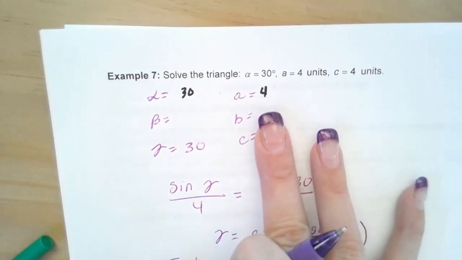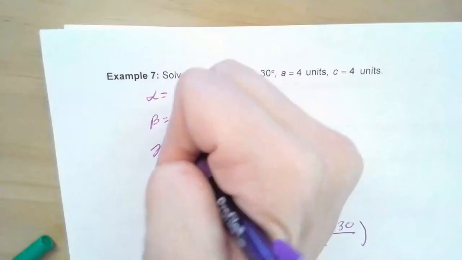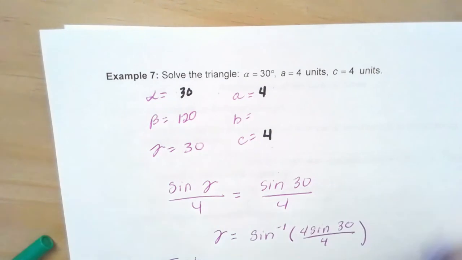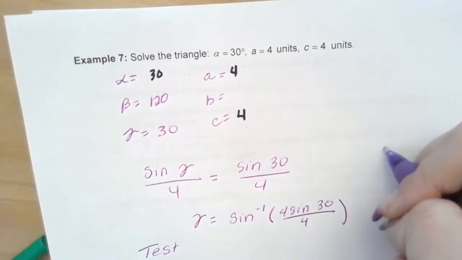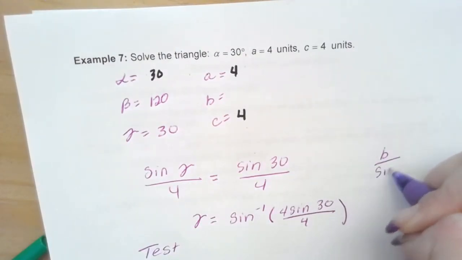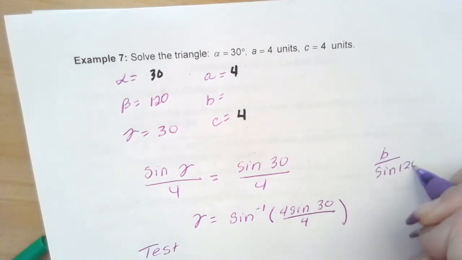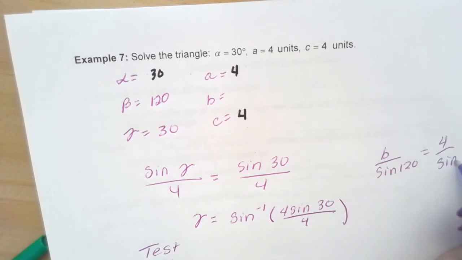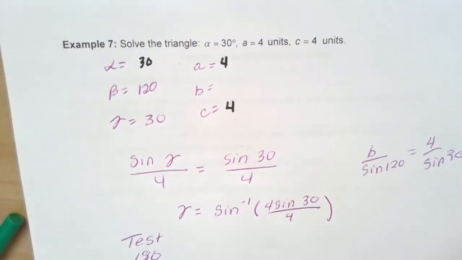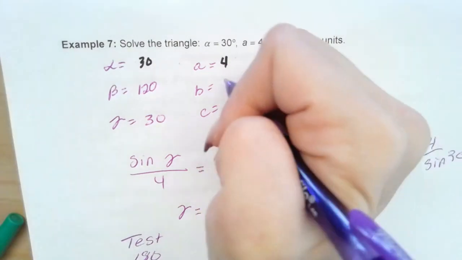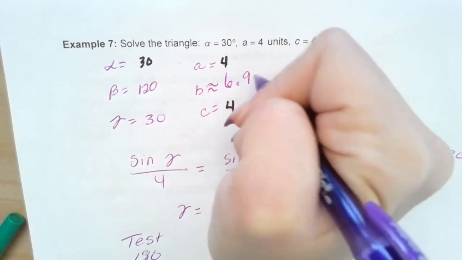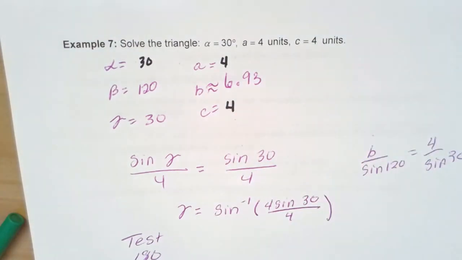So since there's one triangle and I identified it as one triangle, I can just fill this in now. So 180 minus 60 is 120. Now I can actually write my other stuff. So b over sine of 120 equals 4 over sine of 30. When I solve for this, I get b is approximately 6.93.